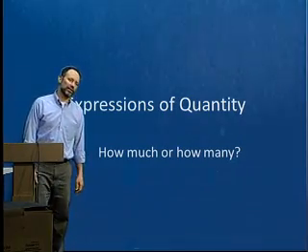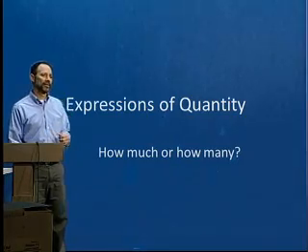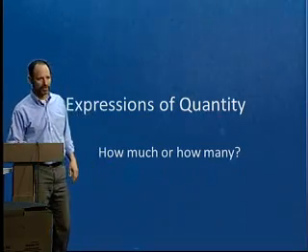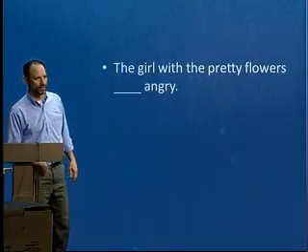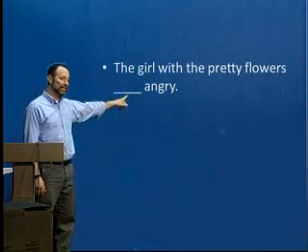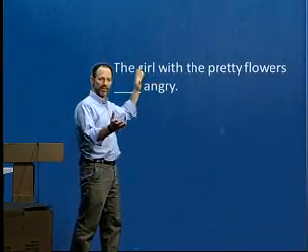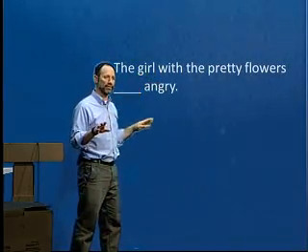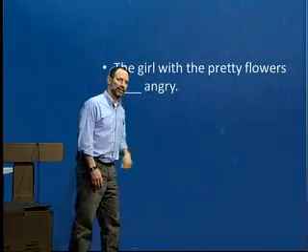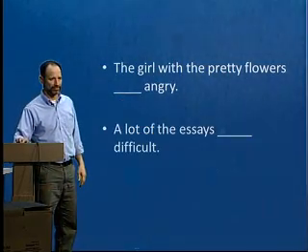Now we'll move on and talk about expressions of quantity. Expressions of quantity mean how much or how many. So let's go back to this sentence. The girl with the pretty flowers is angry. I said with the pretty flowers, that's a preposition phrase that doesn't affect the subject-verb agreement. The subject is the girl. Angry, or is angry, is the verb plus the adjective.